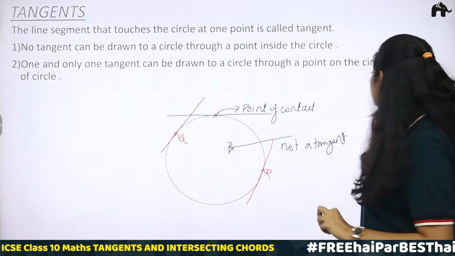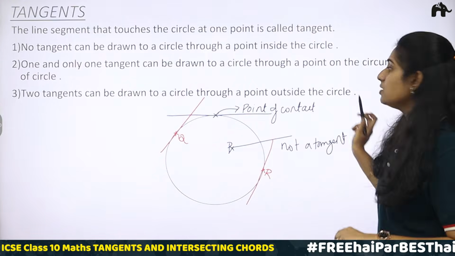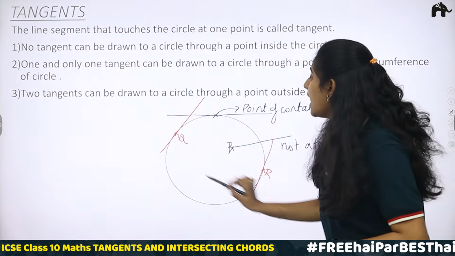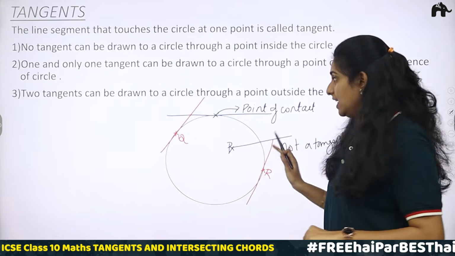Now the third one, two tangents can be drawn to a circle through a point outside the circle. First case, we have taken a point that lies inside the circle, and in that case we were not able to draw any tangent.